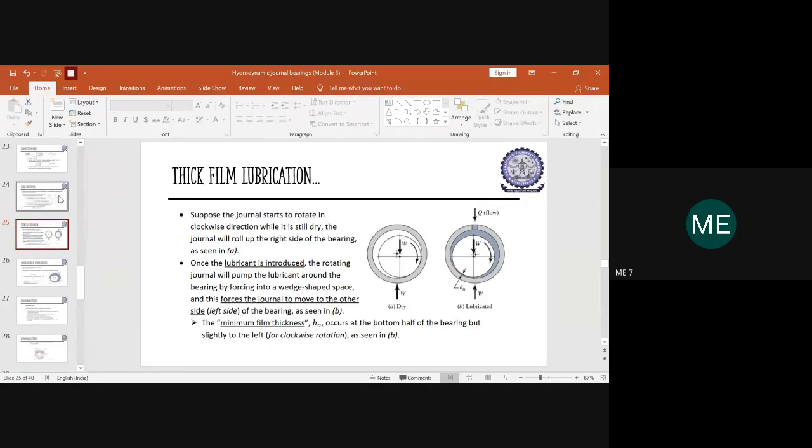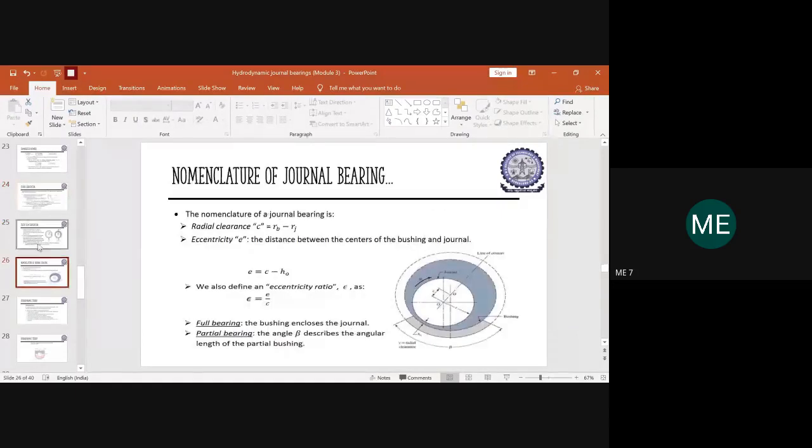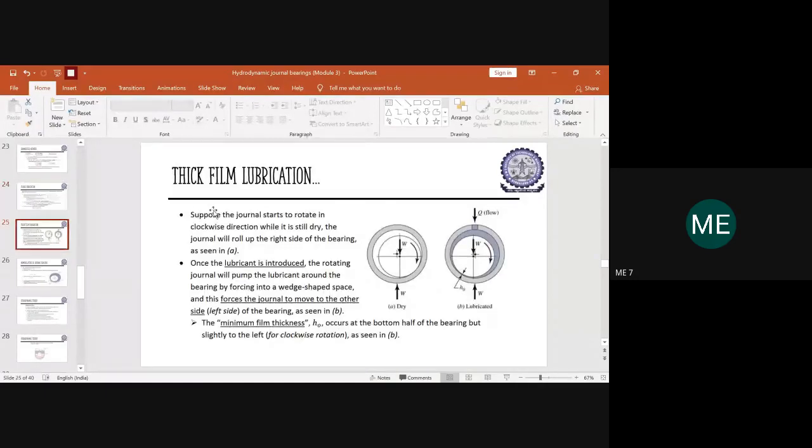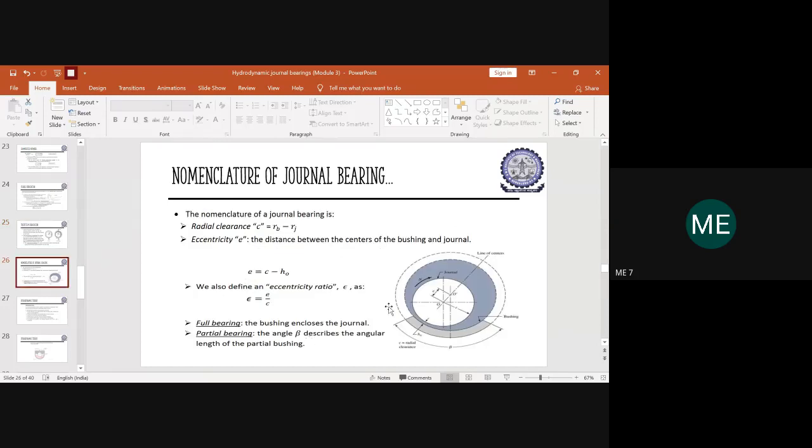After that, I have already spoken with you all about the terminology. When it is a stable lubricant, you mean that the film you are using is a thick film. When you use a thick film, the amount of friction will drop down. I also explained how the bearing moves without lubricant and with lubricant, what the minimum film thickness is, and also the nomenclature of the journal bearing.